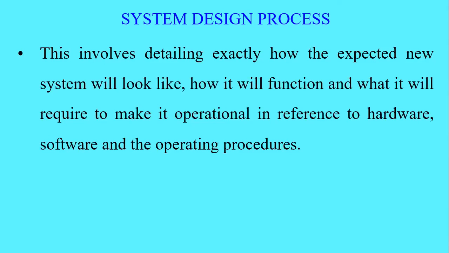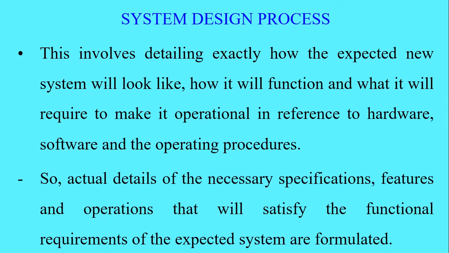Let's now look at the system design process. System design process involves detailing exactly how the expected new system will look, how it will function, and what it will require in order to make it operational in reference to hardware, software, and the operating procedures. So, the actual details of the necessary specifications, features, and operations that will satisfy the functional requirements of the expected system are formulated.